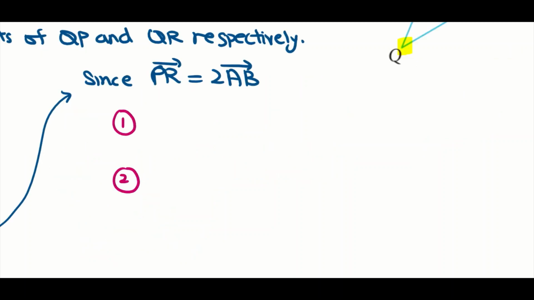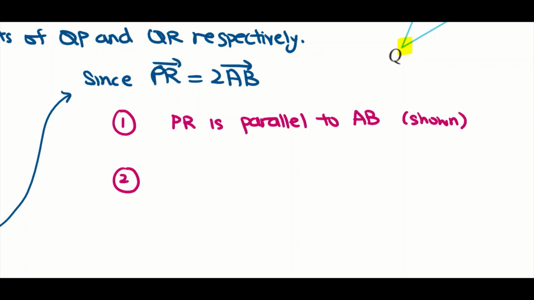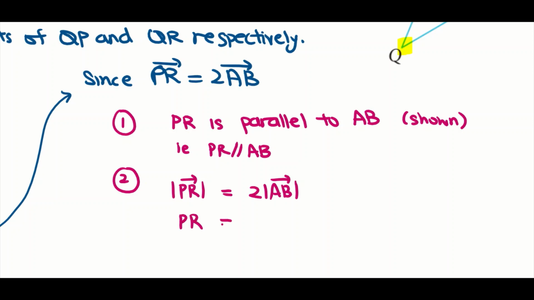Are you able to write the two results of this very powerful statement? Number one is that PR is parallel to AB, which is what I want to show, because this is in line with parallel vectors that we have learned. And secondly, I can also write that the magnitude of PR is 2 times the magnitude of AB, which will give me that the length PR equals 2AB. So these are the two results that I want to show, and this part question is done.